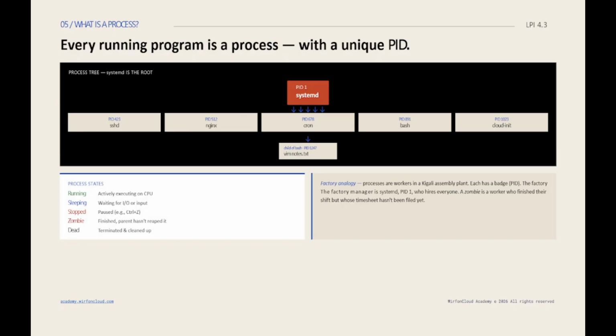Factory analogy. Processes are workers in a factory. Each worker has a badge, which is the PID. The factory manager is the systemd process. That's the process with PID 1, who hires everyone. Workers can be in running state, which means they are active, or they can be in sleeping state. That means they are waiting for parts. They can be stopped, which means they are on break, or have clocked out, and that means they are dead. A zombie is a worker who finished their shift, but whose time sheet hasn't been filled yet.